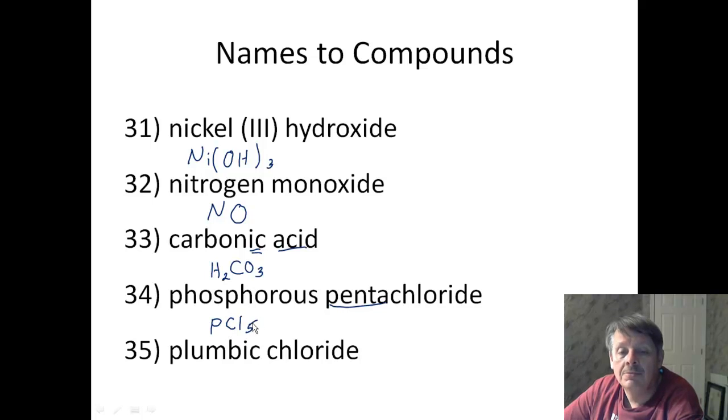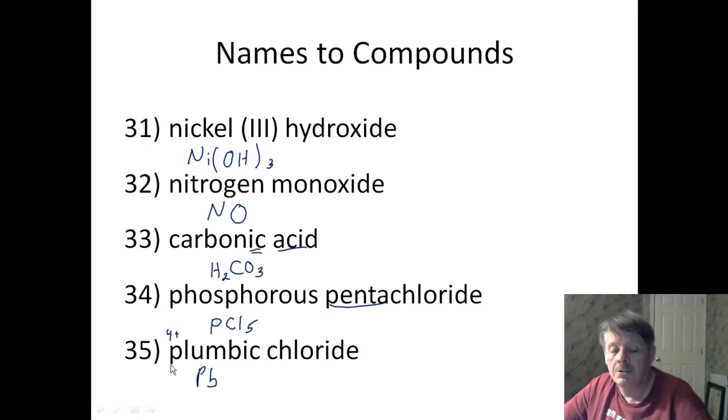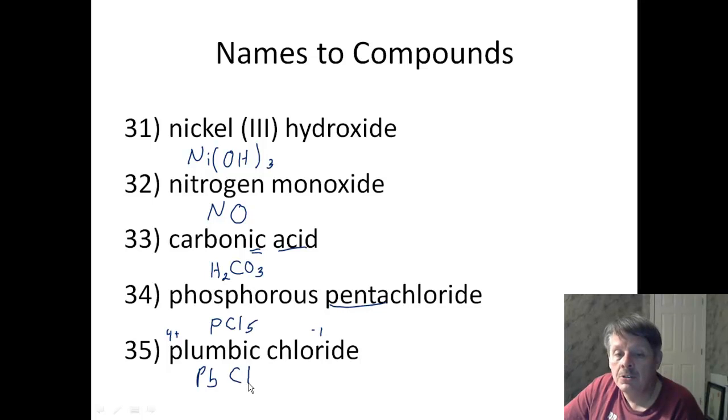All right, let's look up plumbic chloride. If I look up plumbic, that's clearly lead, but I have to figure out that it's Pb, and it has a 4+ charge. So plumbic has a 4+ charge, and chlorine has a -1 charge. So when I crisscross, I get PbCl4.